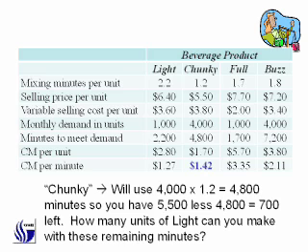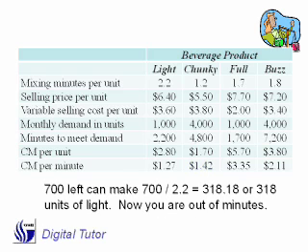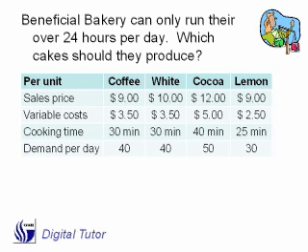Freeze your frame, see if you can work it. That's right, each of those is going to use 2.2, so you divide your remaining 700 minutes by your 2.2 and you get your 318 units of light. And now you're out of minutes. Okay, here's the new problem. Freeze your frame and figure out if you have a constraint.